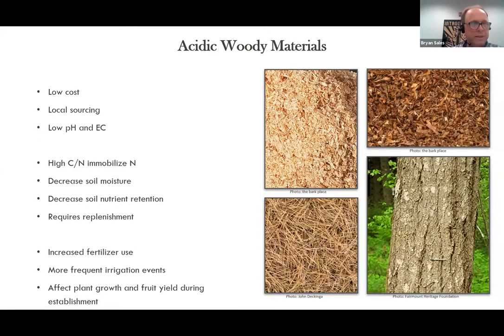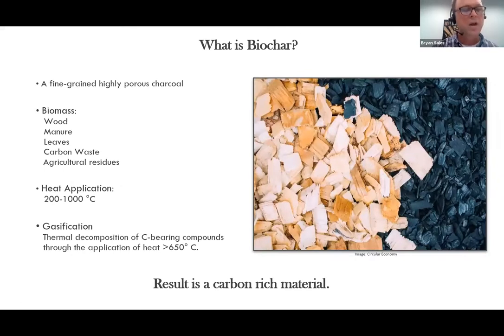As a matter of fact, when Douglas fir sawdust is incorporated into the soil for a new blueberry planting, it's recommended to incorporate an additional 95 pounds of nitrogen in the soil to offset that C/N ratio. These materials can also decrease soil moisture and soil nutrient retention, and they will decompose over time, so they require replenishment. All of these things, increased fertilizer use and replenishment, will result in a higher cost of growth for the grower as well.